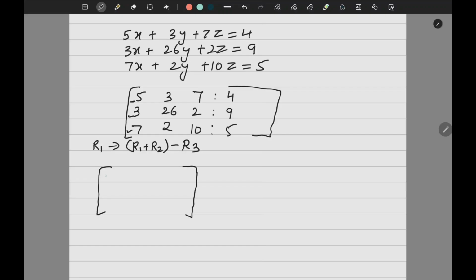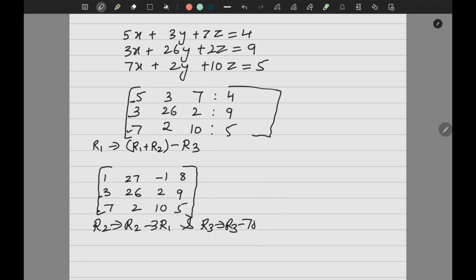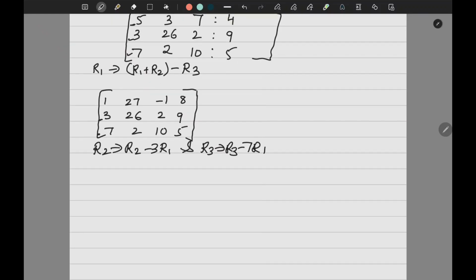Okay. So when I applied the first step, I got 1, 27, -1, 8. You have the calculator, so not an issue. You can solve it quickly. 26, so don't be scared of big numbers. 9, then 7, 2, 10, 5. Correct. Now once I have got 1, it is easy to make these two numbers 0. Now what you should apply in R2 is R2 - 3R1, and in R3 you should apply R3 - 7R1. Correct.